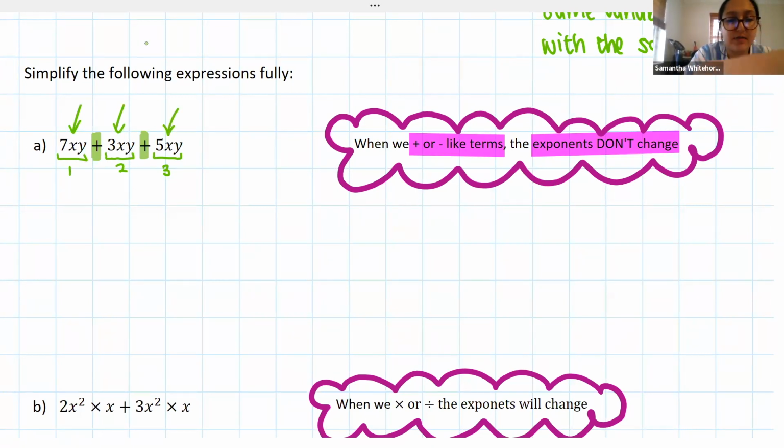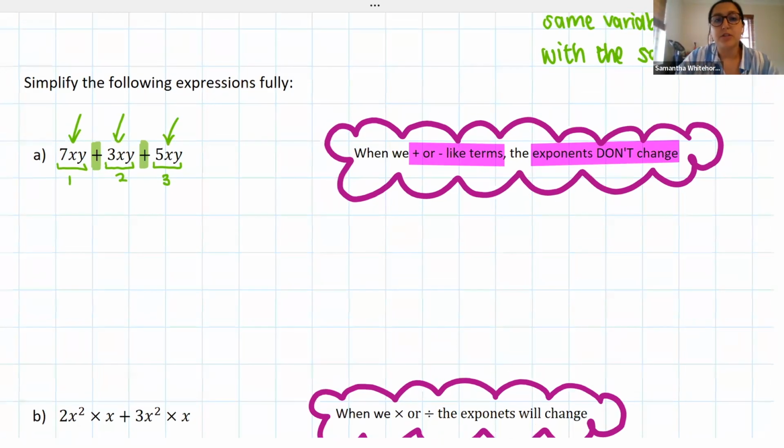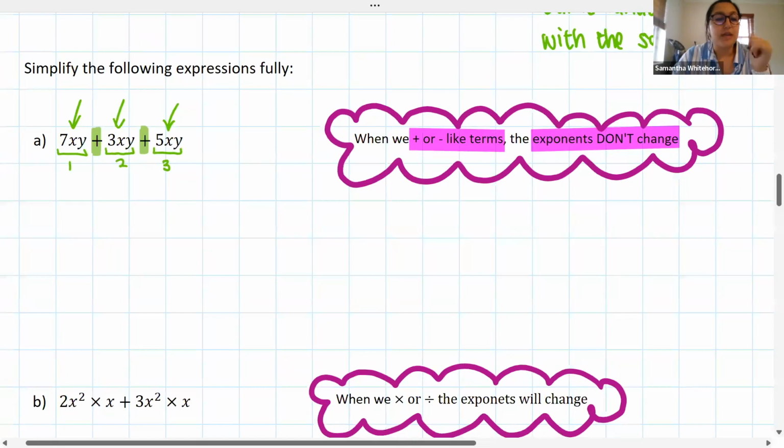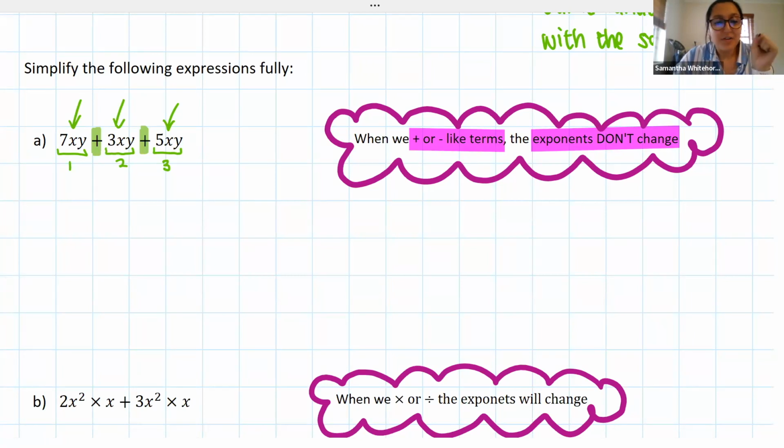Can I simplify 5xy? Now you will know if you can simplify them because you will then need to either multiply, apply an exponent, do some division. If there's none of that going on, we're sorted. There's nothing I can do with these terms. 7xy, it's 7xy. It's not being multiplied by anything. It's not being divided, nothing like that. So it is what it is.